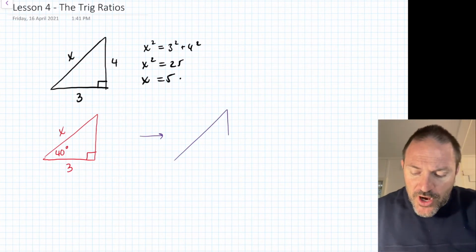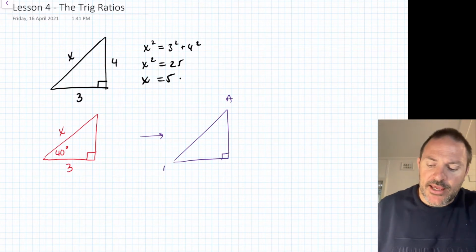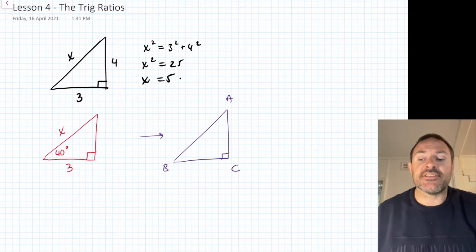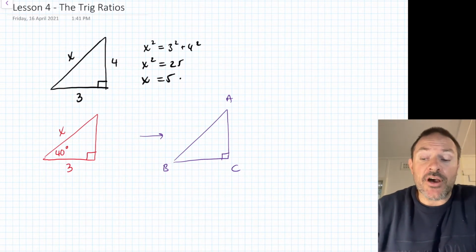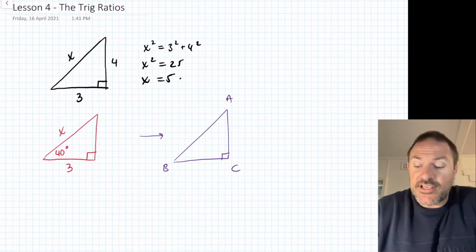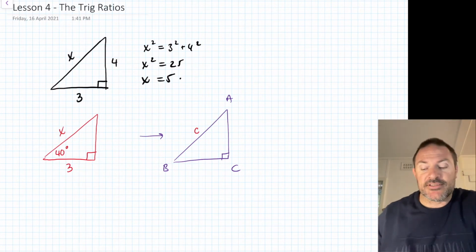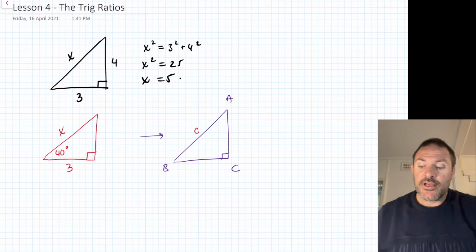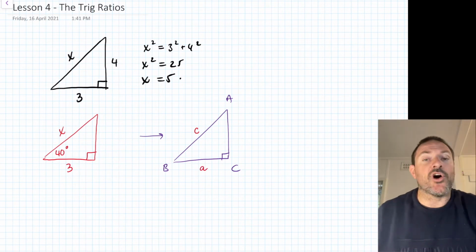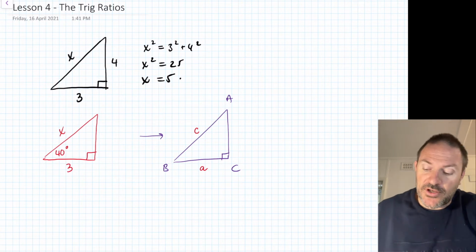I'm going to draw a triangle, and I'd ask you to draw this out. I'm going to label this as triangle A, B, and C. You might remember back to year 7 or year 8 where we had labeling of sides. For example, the hypotenuse here could be called the side AB, but it could also be called little c because it's opposite angle C. Likewise, the side BC, which is the horizontal, could be called little a because it's opposite the big A. And then the side AC could be called little b.